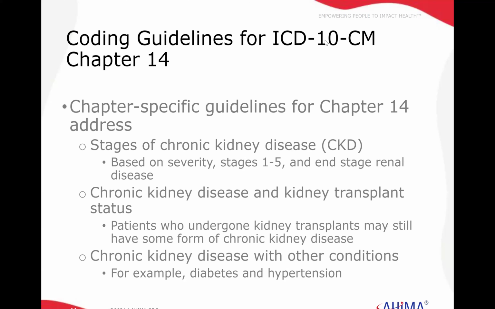Another important point to remember is that when we code chronic kidney disease, there are 5 stages that correspond to the last character of the code. Be sure and read the documentation carefully to get the chronic kidney disease stage. Even patients who have had a kidney transplant can have some form of chronic kidney disease.